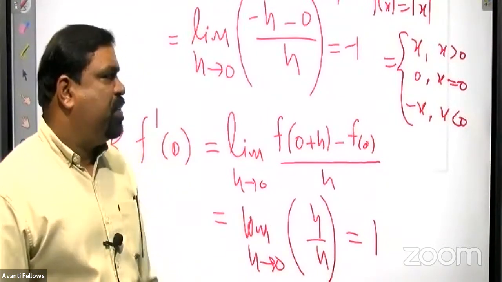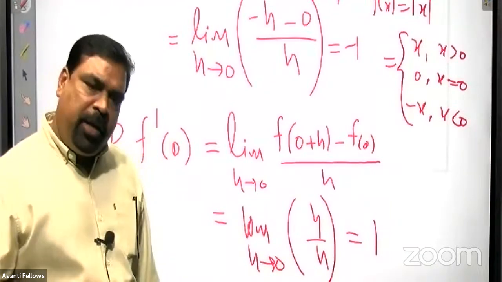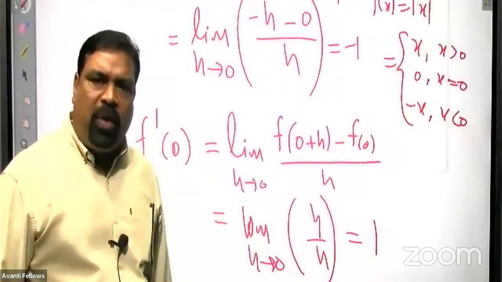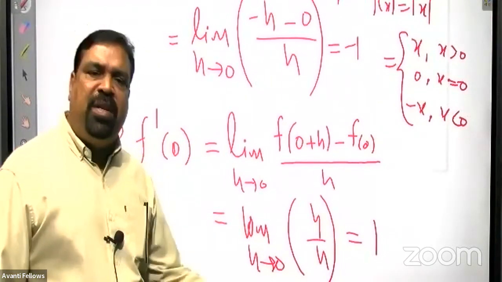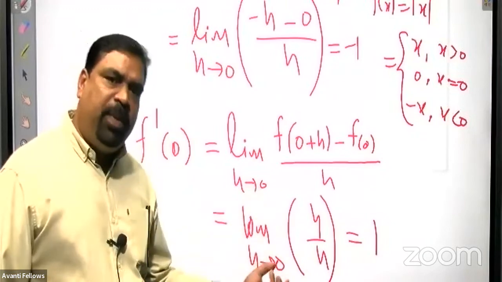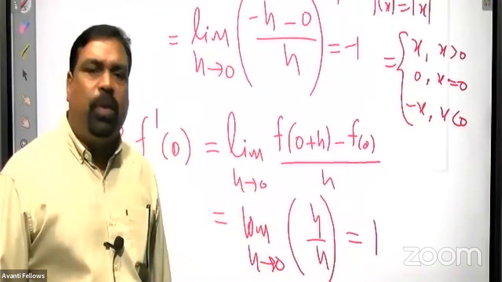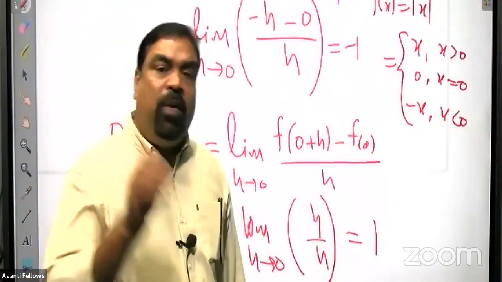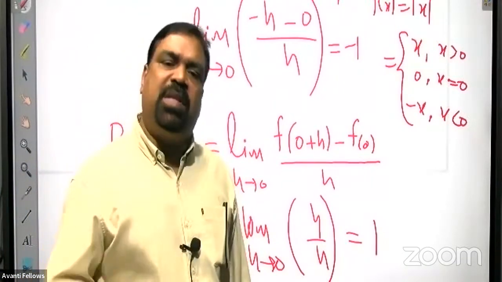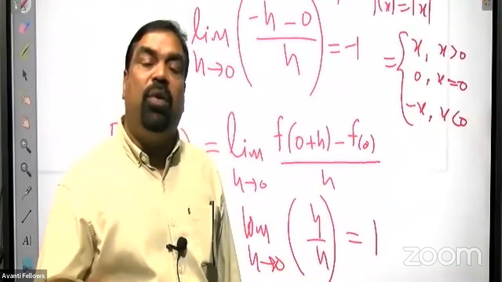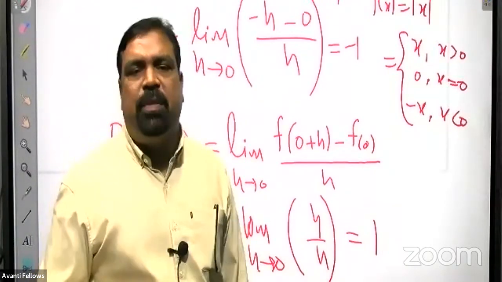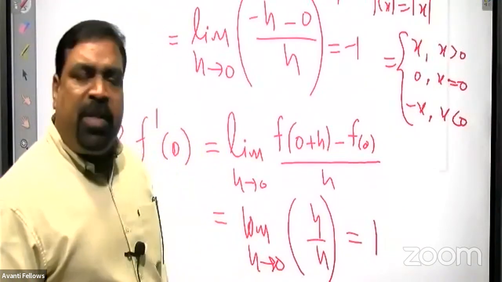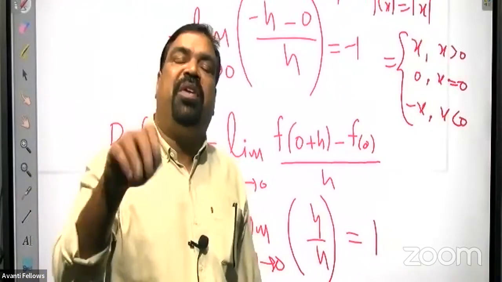So left-hand derivative is -1 and right-hand derivative is 1. So both the limits are not equal. So the function is not differentiable at the point 0. So mod x is a very standard, well-known example of a function which is continuous but not differentiable. Continuous but not differentiable. So a function may be continuous but not differentiable.